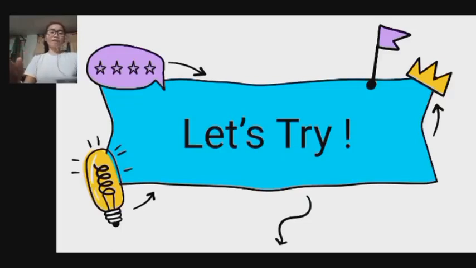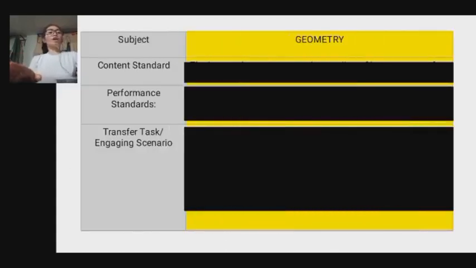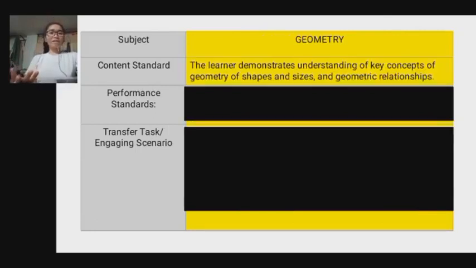Alright, so let's try some example. We have here an example like the teacher gives the students the task to write a project-based assessment in the subject geometry. So, for example, the content standard must be that the learner demonstrates understanding of key concepts of geometry of shapes and sizes and geometric relationship.